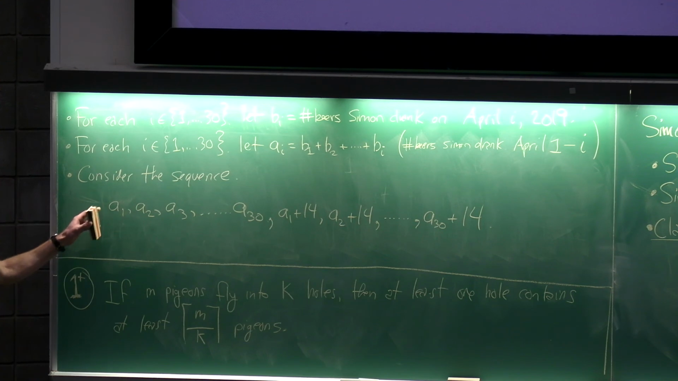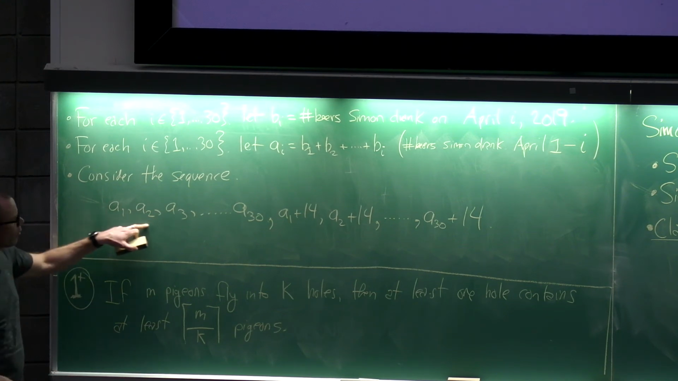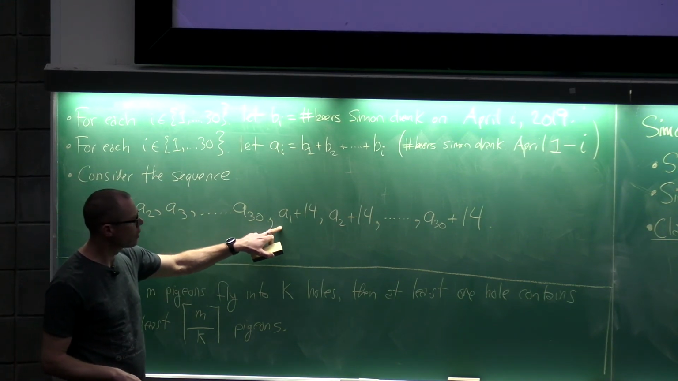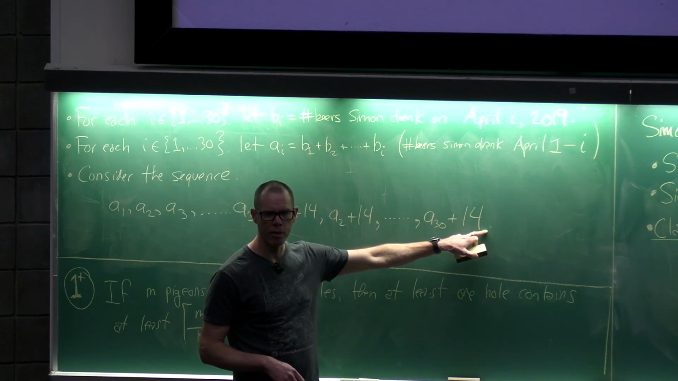All right. So, how many numbers are in this sequence? This is an easy question. How many? I would assume 30 numbers. Yeah. So there's this part, which has length 30. And then there's this part, which has length 30. So this is a sequence of length 60.